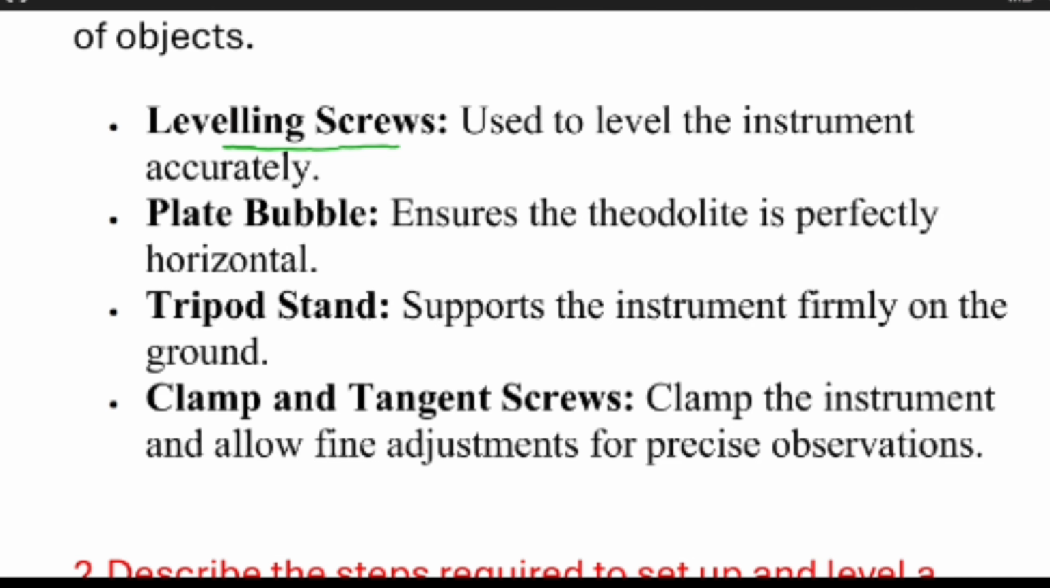Next will be the leveling screw, which we can use to level the instrument accurately. And next one will be the bubble tube, which we use to ensure that if the bubble is in the center, the theodolite is perfectly horizontal. And next will be the tripod stand, which we use for supporting the instrument on the ground. And clamp and tangent screws, which we use to adjust the instrument. Sometimes the previous measurements you cannot adjust. With the help of these screws you can adjust exactly to a particular point.